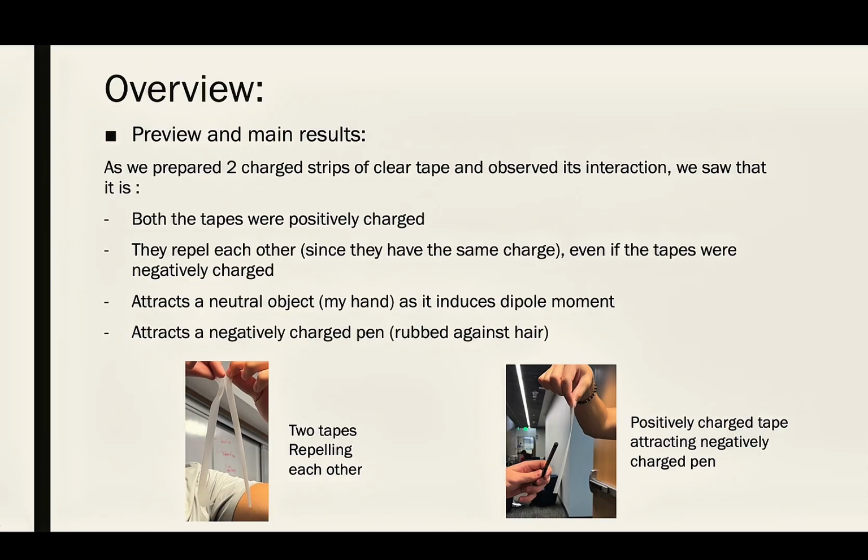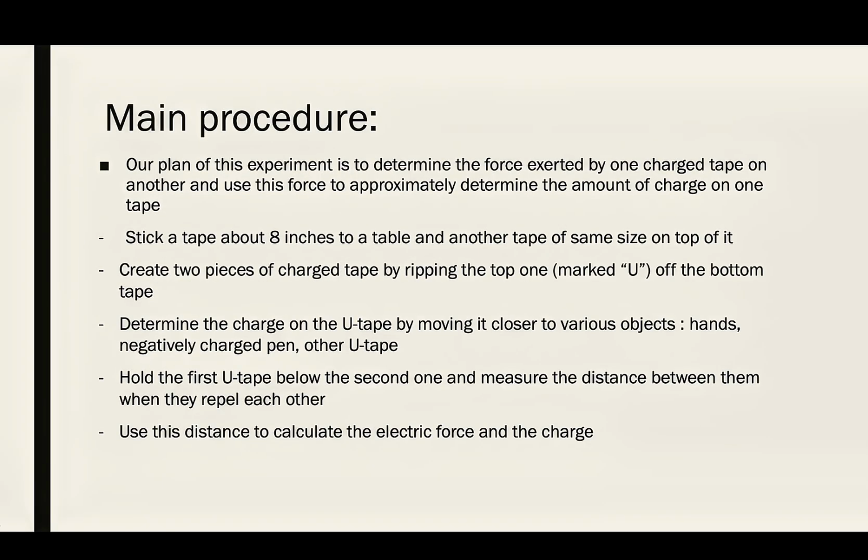The main procedure of this experiment is to stick a clear tape about 8 inches long to a table and another tape of the same size on top of it, marking it with a U. We create two pieces of charged tape by ripping the top one off the bottom tape. We determine the charge on the U tape by moving it closer to various objects, such as hands, a negatively charged pen, and other U tapes.